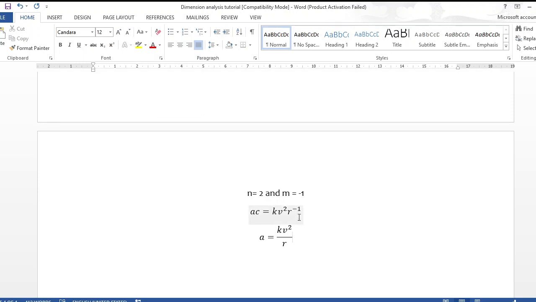Remember that r to the power negative 1 is a reciprocal of a value, it's 1 over r. That's why we have a formula like this. So this is a formula for centripetal acceleration. If you go into your books, you find the same formula for centripetal acceleration. Maybe what would differ is only the value of k. So that's how we use dimensional analysis to find an equation. That's the end of the lesson and also the end of the topic.